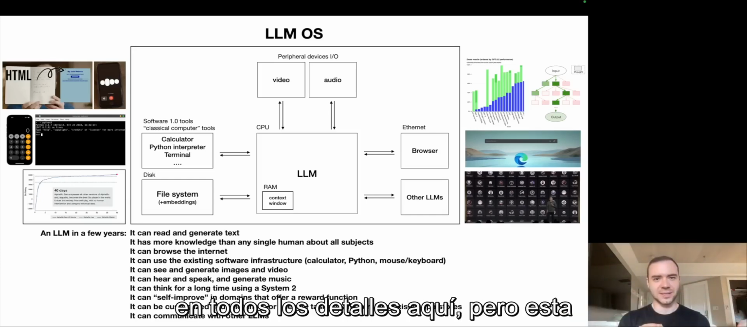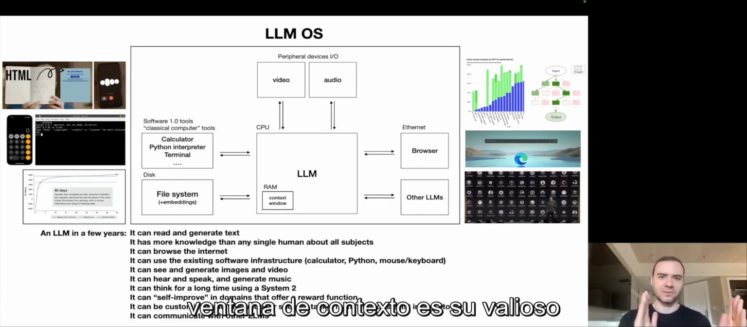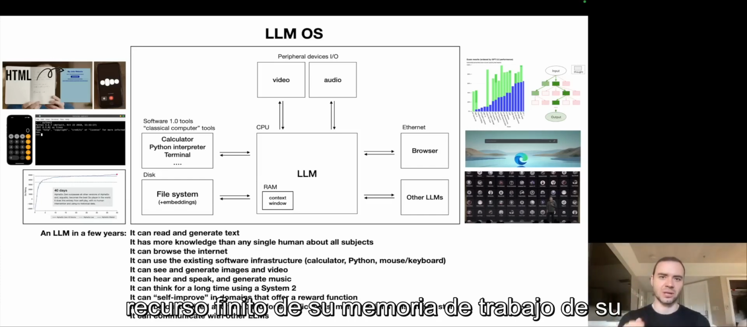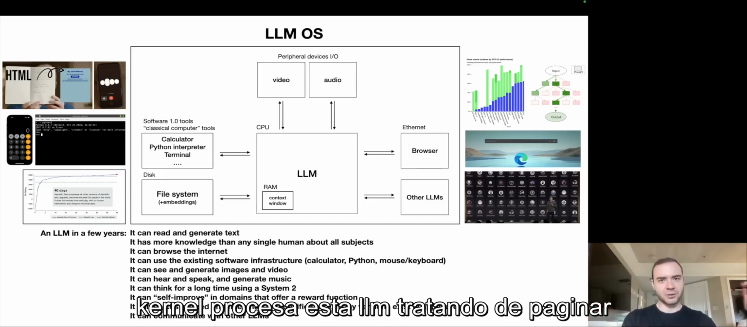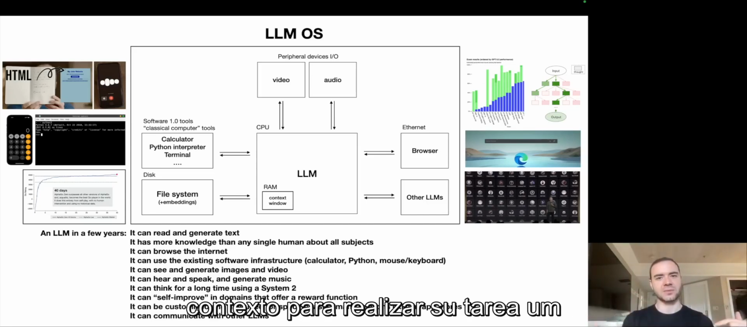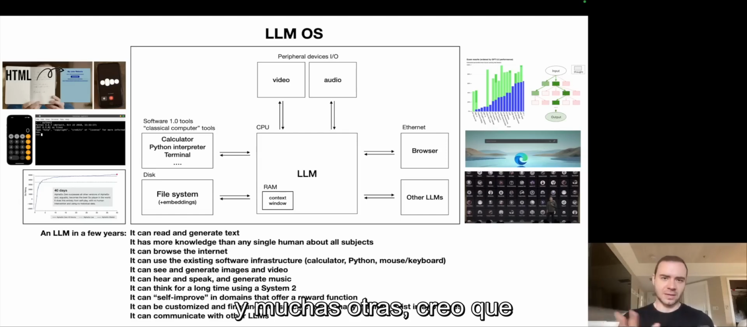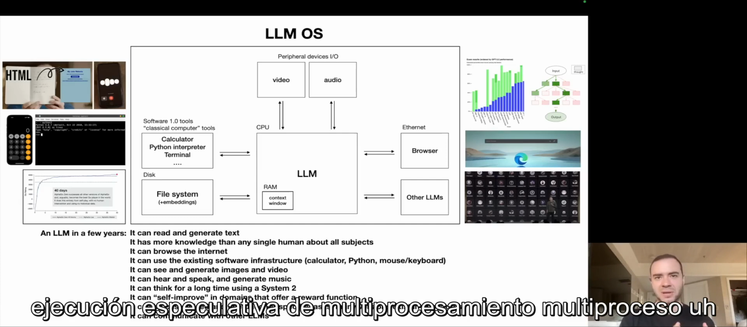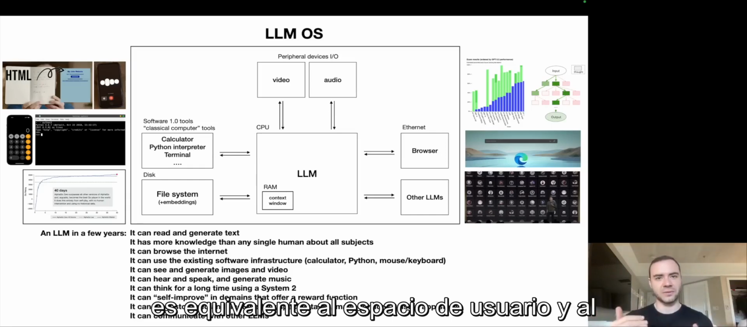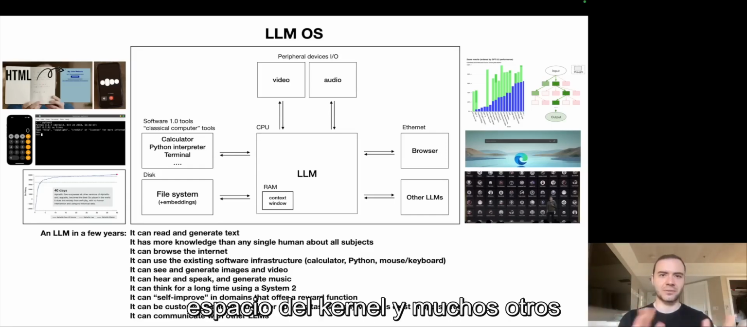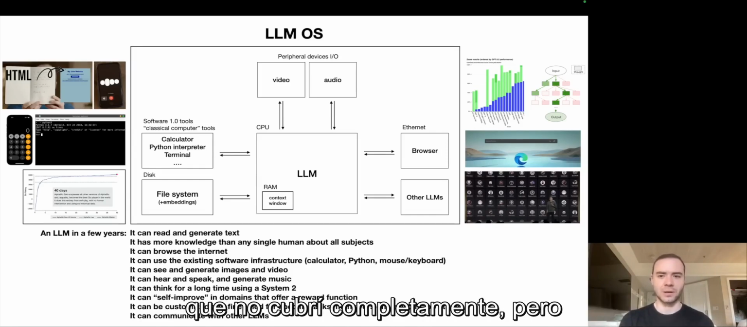I didn't go into the full details here, but this context window is your finite precious resource of your working memory of your language model. And you can imagine the kernel process, this LLM, trying to page relevant information in and out of its context window to perform your task. And so a lot of other, I think, connections also exist. I think there's equivalents of multi-threading, multiprocessing, speculative execution. There's equivalents of, in the random access memory in the context window, there's equivalents of user space and kernel space, and a lot of other equivalents to today's operating systems that I didn't fully cover.